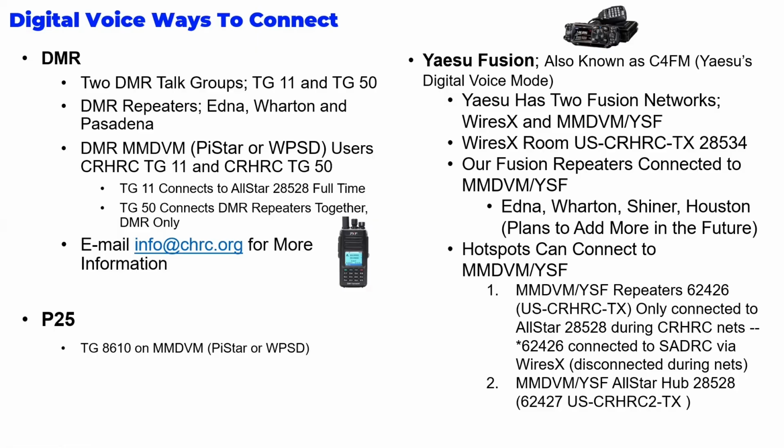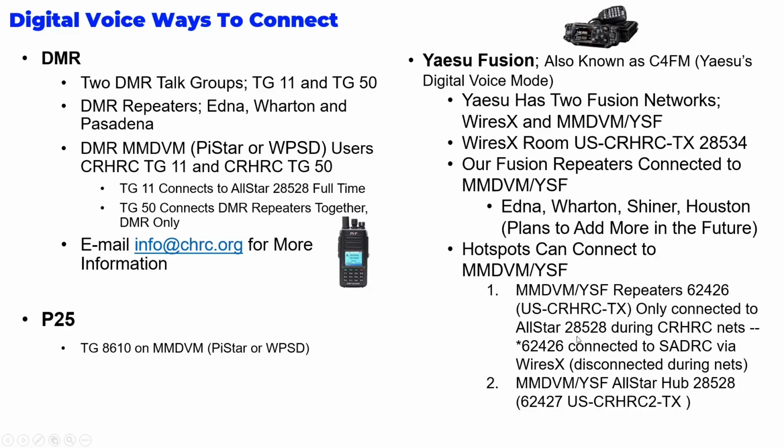All right. So WiresX is US CRHRC-TX. And then we have an MMDVM YSF rooms. We have two of them. The WiresX room is connected to our YSF1 network, which is 62426. And it's also connected to SADRC, which is the San Antonio Digital Network. And that's what the WiresX room is used for.